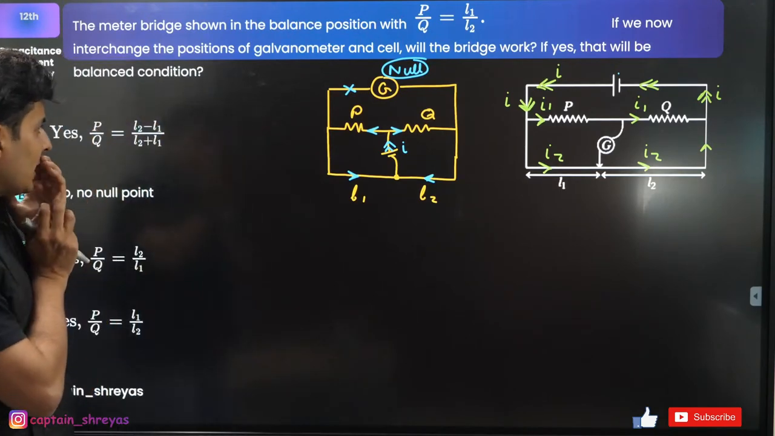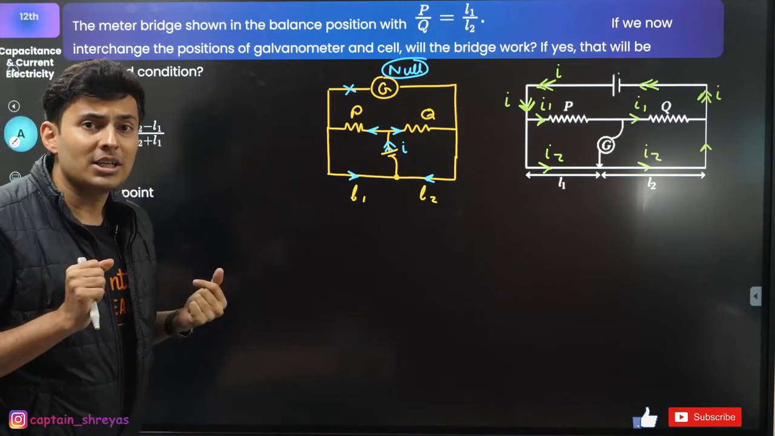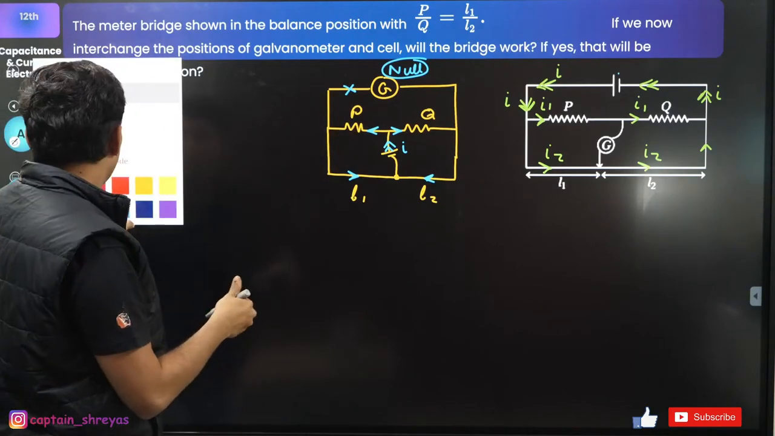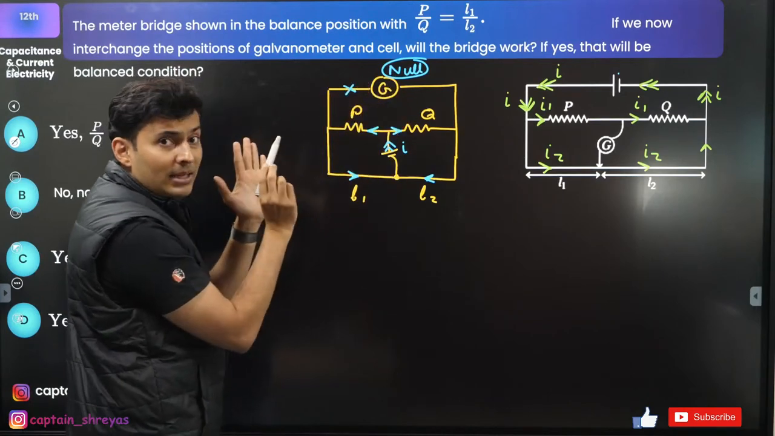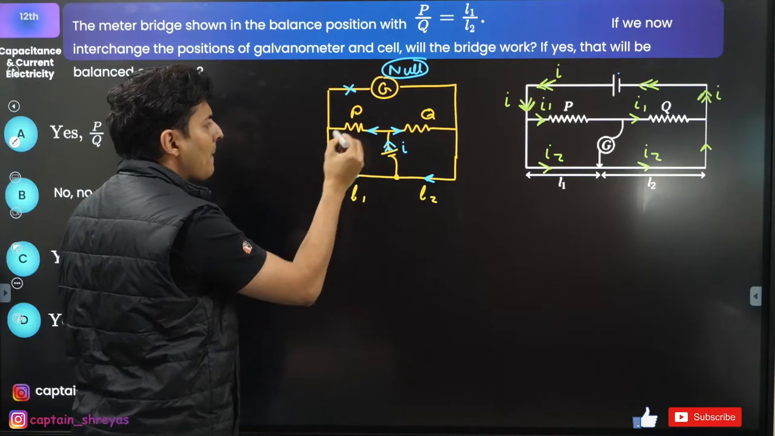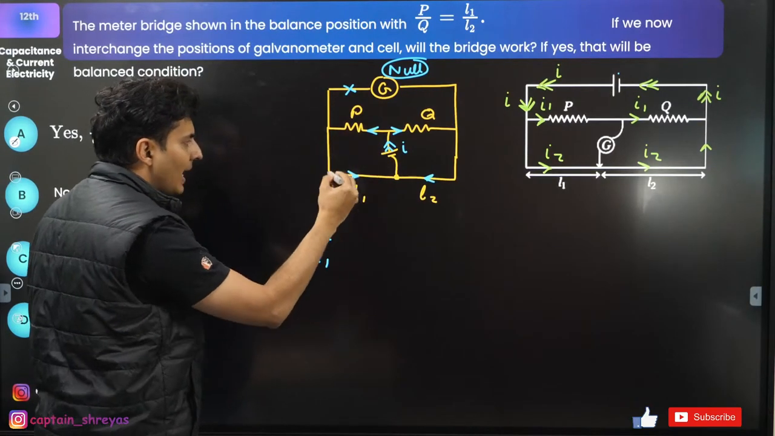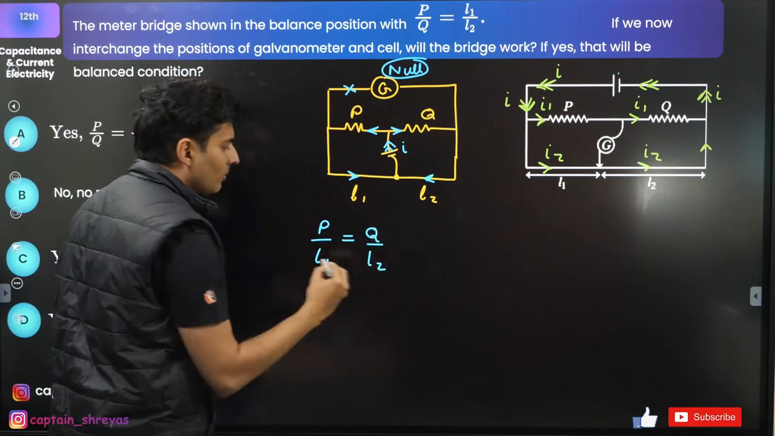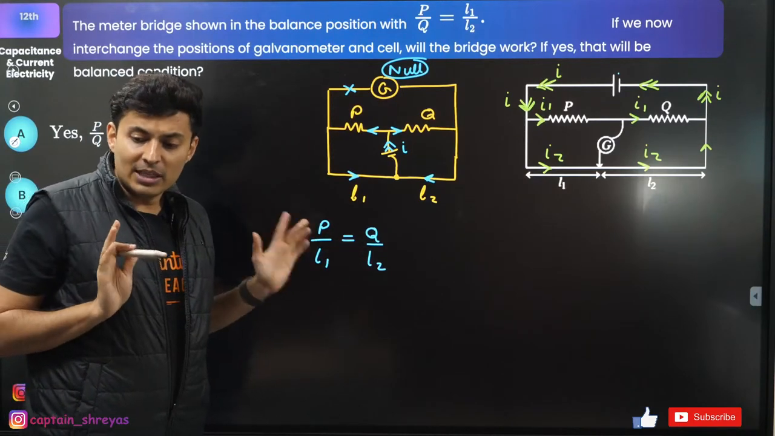Now, that means, will the null point also change? Let's try this out. Let's figure that out. Over here, if you had to write down the null deflection formula, what will you write? P by L1 is Q by L2. Isn't that right? Everyone with me?